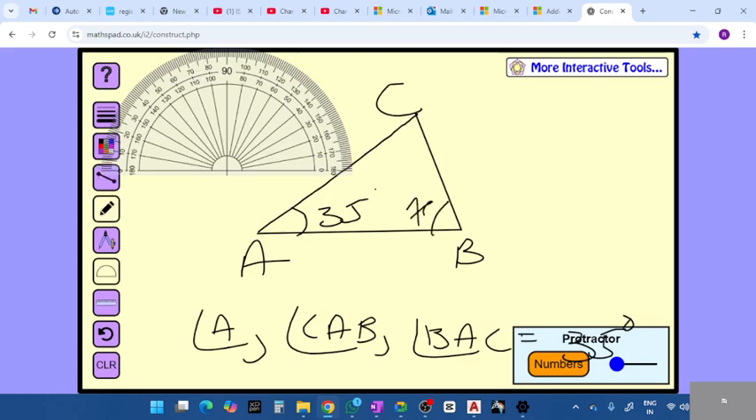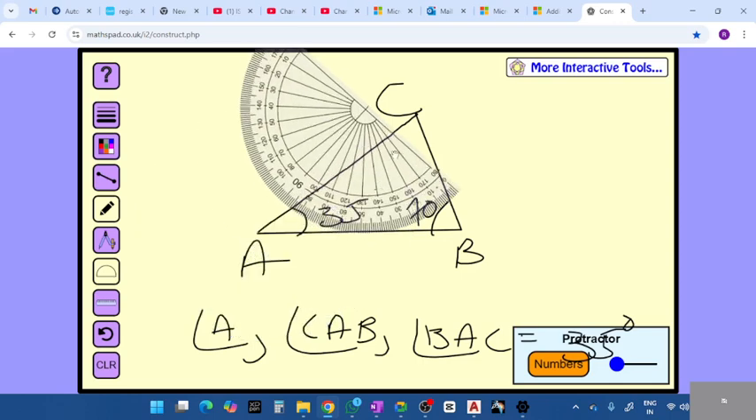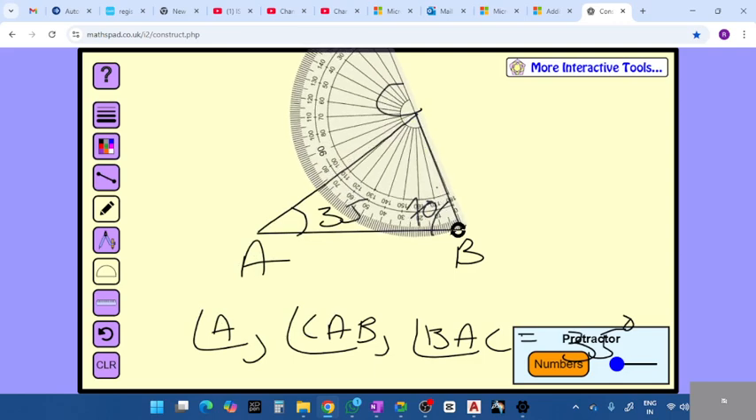70 degrees. Next, angle C. If you want to measure angle C, I have to place it like this. See, like this. Can you see it starts from 0 here? Look at the outside value, students. Where is angle C? Isn't it between 70 and 80? Shall I consider 75 degrees?